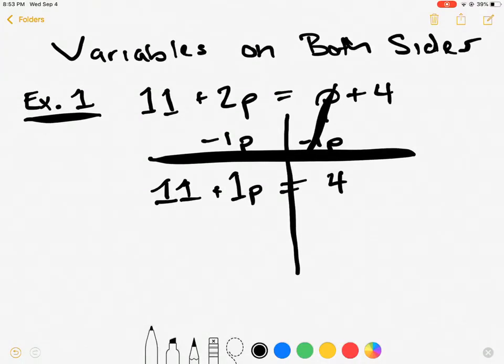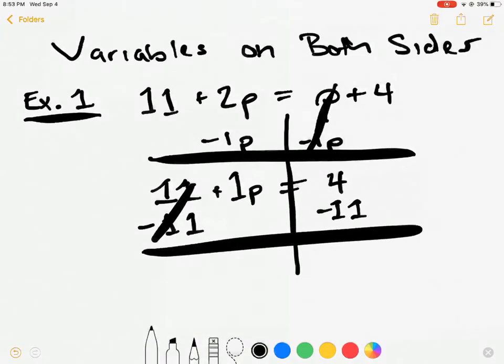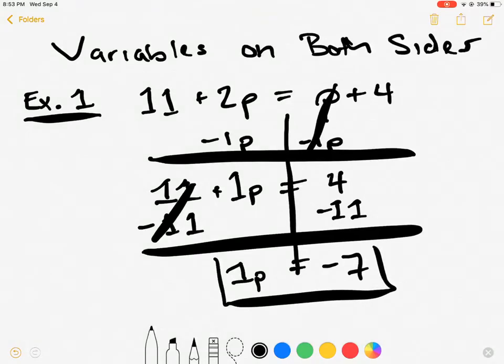If we're solving for our variable, we want to eliminate any other constant on the left side, okay? So we're going to eliminate 11 by subtracting it. That way you've got 1p left over on the left side. On the right side, 4 minus 11, you'll have negative 7 left over. Okay, and that's your solution. p should be equal to negative 7.